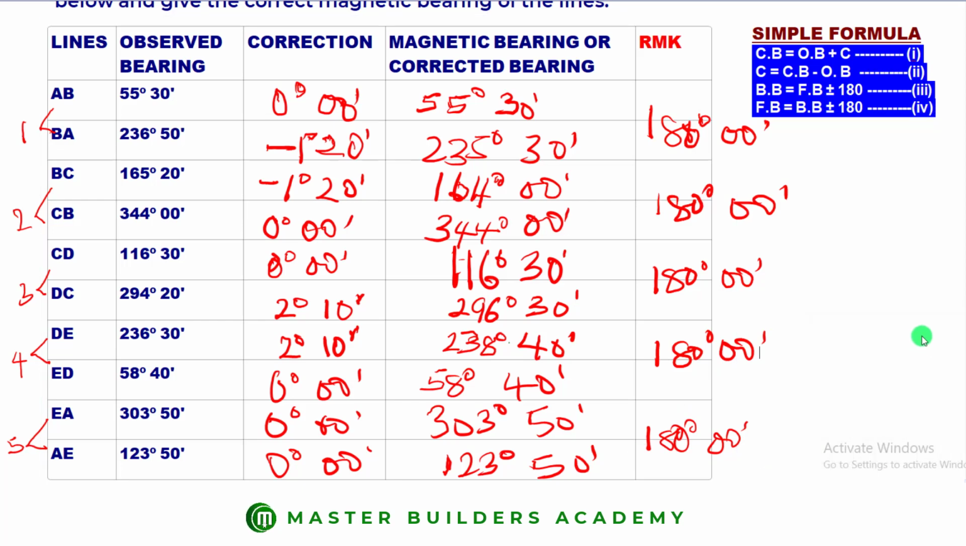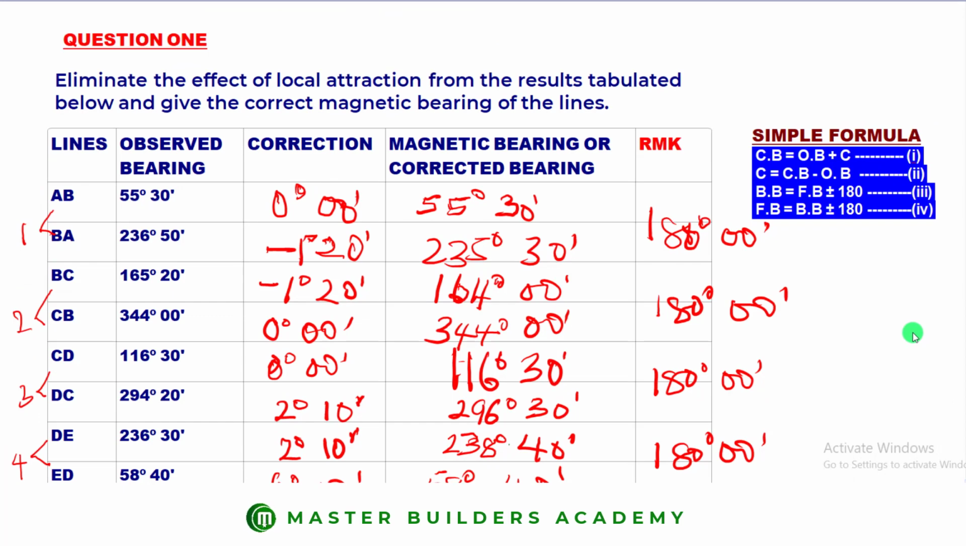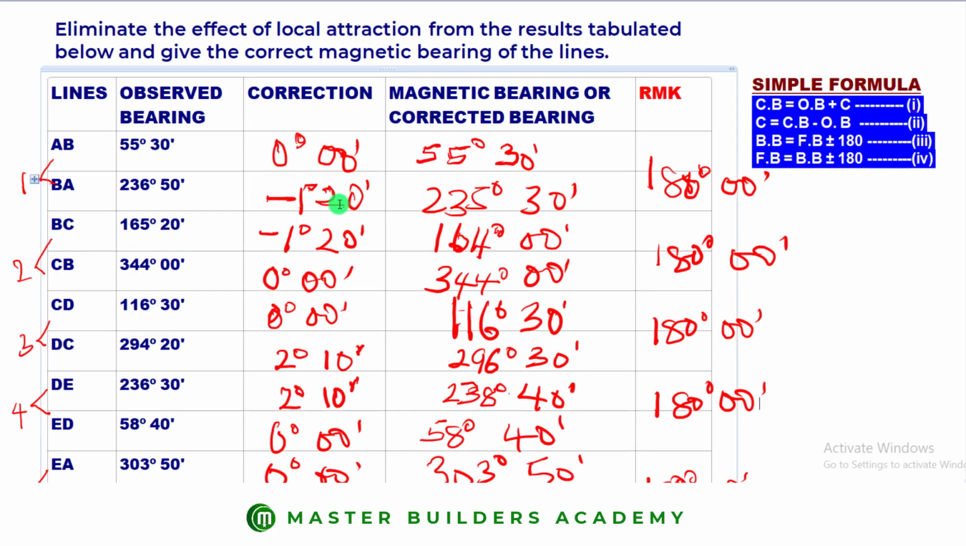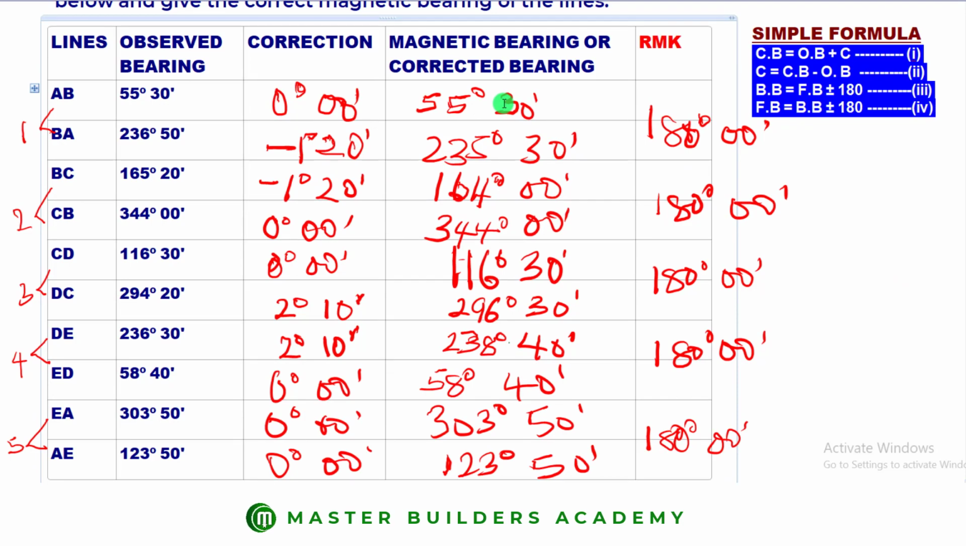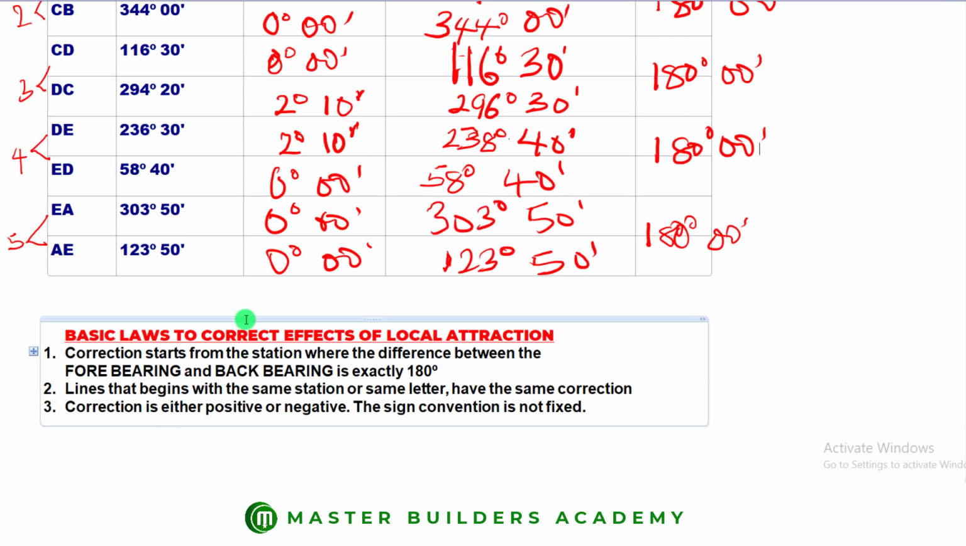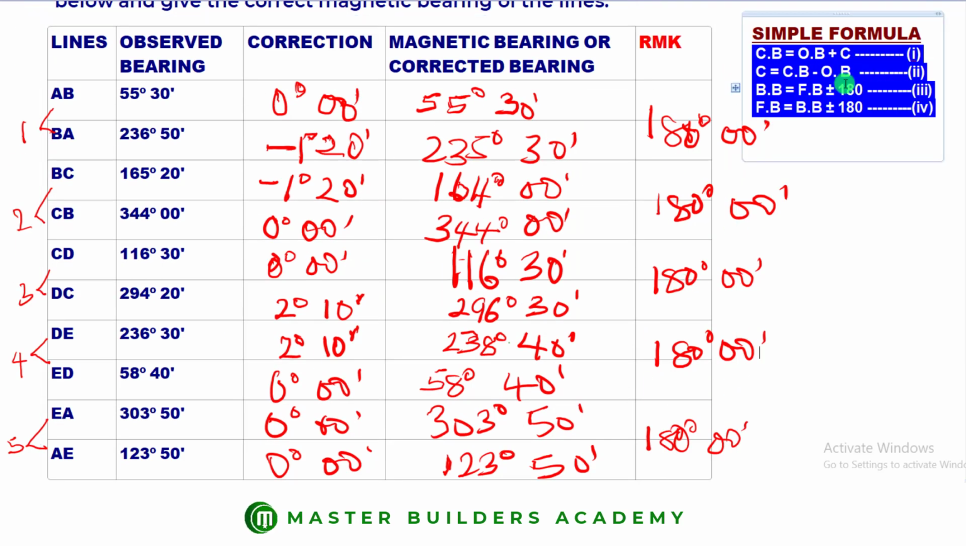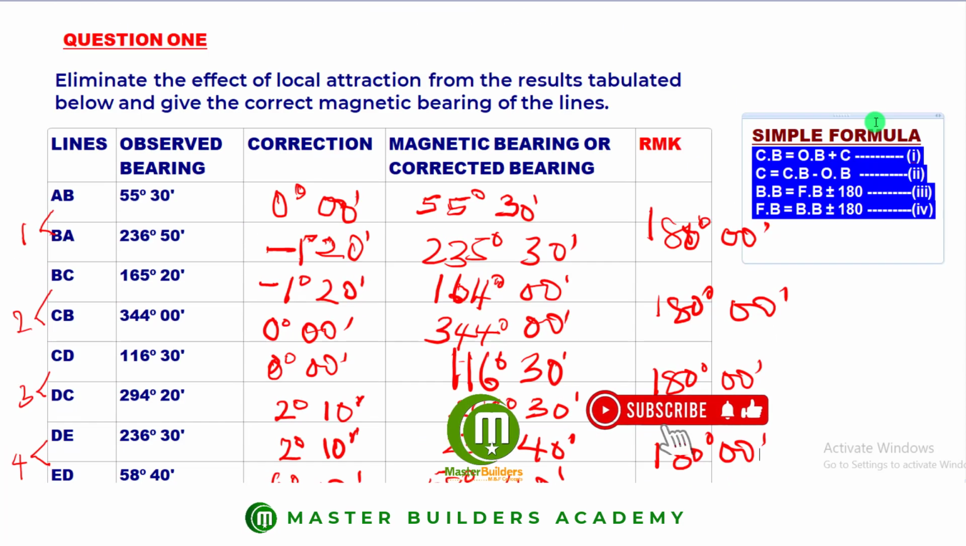So guys, as you can see now, we have successfully performed the operation as required. We're asked to eliminate the effect of local attraction from the result tabulated below and give the corrected bearing. So we have the correction, and then we have the corrected bearing or the magnetic bearing with the help of all of these basic principles and then the formula that we have at the right top corner of this particular workspace.